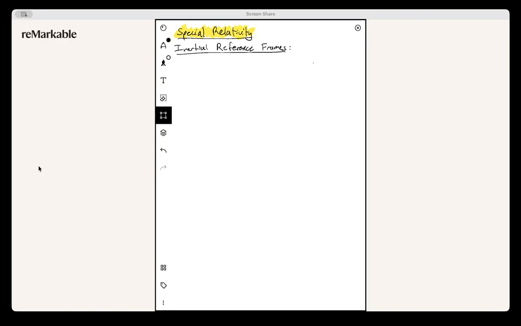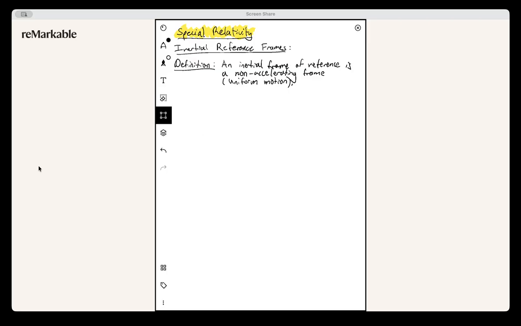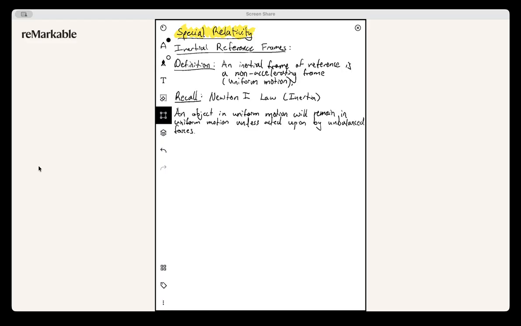So I wanted to review the fundamentals of special relativity, and to get started, let's think about what we mean by inertial reference frames. So the definition is that an inertial reference frame is one which is non-accelerating, and we also say that it is undergoing uniform motion. And this actually relates to Newton's first law, which you might recall says that an object in uniform motion will remain in uniform motion unless acted upon by unbalanced forces.